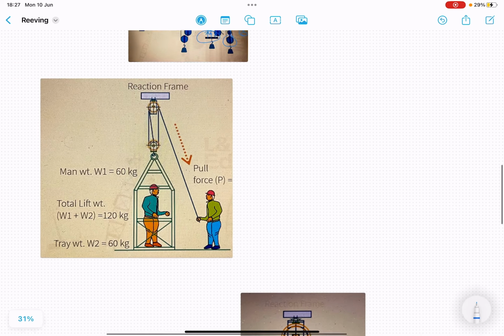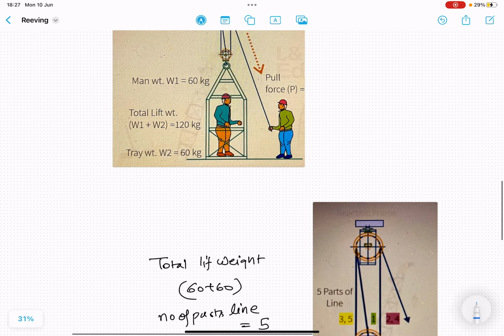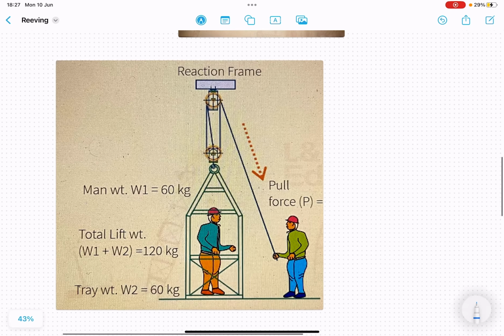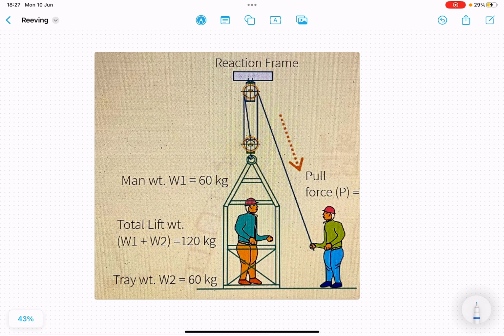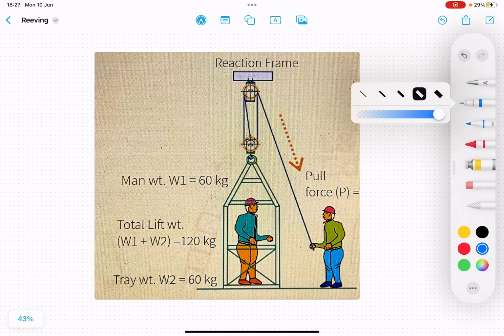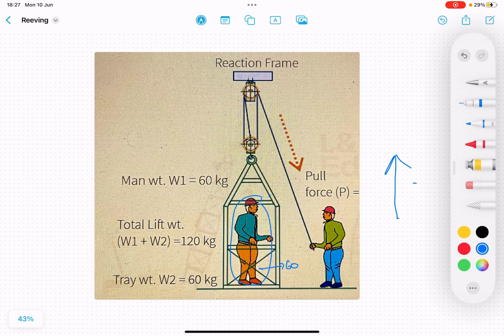Now we will understand some calculation regarding it and the concept behind it. Suppose there is a person, we have to lift this person using a man basket. This person weighs 60 kg, and this man basket also weighs 60 kg. So the maximum weight W1 is the person, 60 kg, and the man basket is also 60 kg. The total weight including the basket plus man is 120 kg.